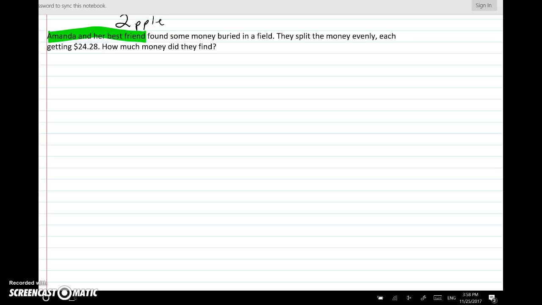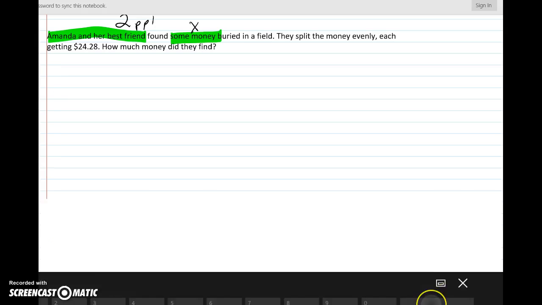Notice how I'm taking notes as I'm reading these. Go ahead, you can do this whenever you see a word problem. Take your notes. It'll make life easier. Amanda and her best friend found some money. Do we know how much money? No, we don't. That's our unknown. We don't know how much money. We know they split it evenly.